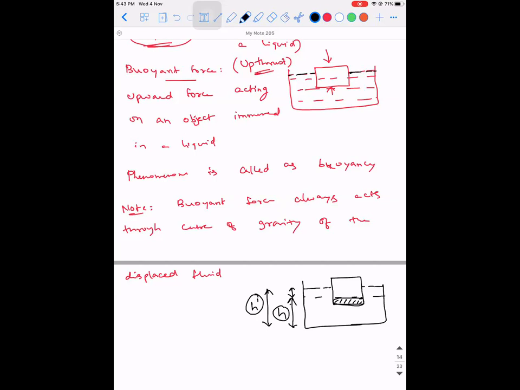Mithun, are you clear? Yes, sir. Good. Okay. So from this, we are going to learn a concept called Archimedes principle. Write it down. So what is Archimedes principle, guys?